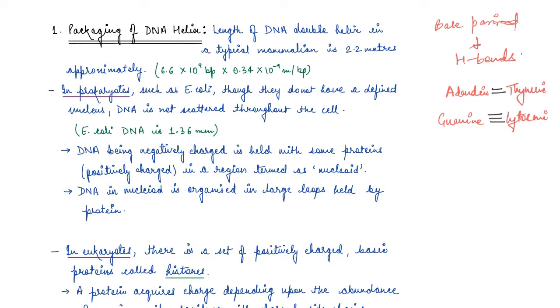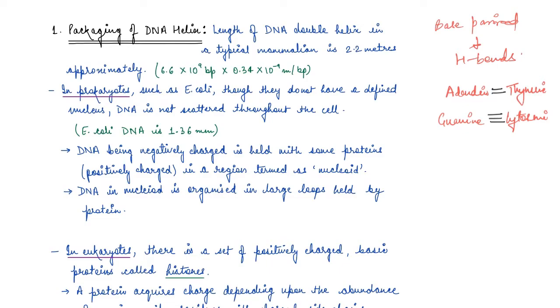So basically, DNA is negatively charged. Now, DNA being negatively charged is held with some proteins. These proteins are positively charged, right? And this region where the DNA is held with proteins is known as nucleoid, right? Now, DNA in the nucleoid is organized in large loops which are held by proteins, right?